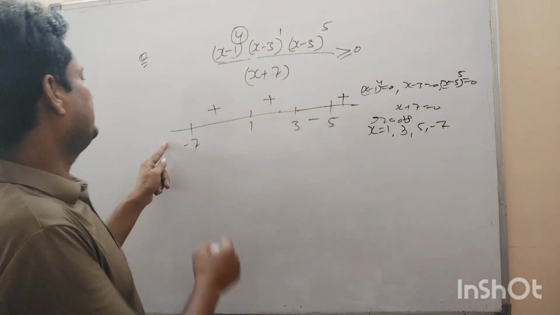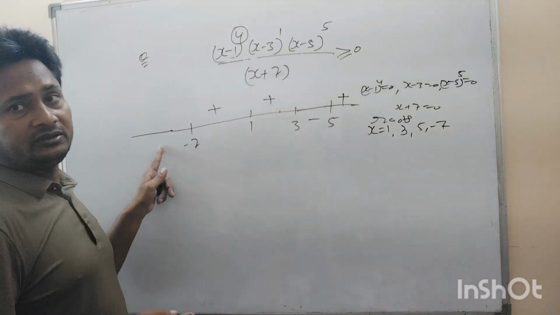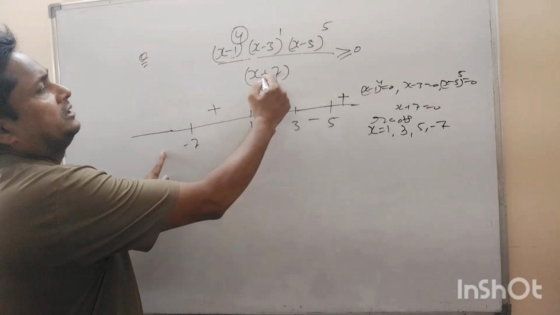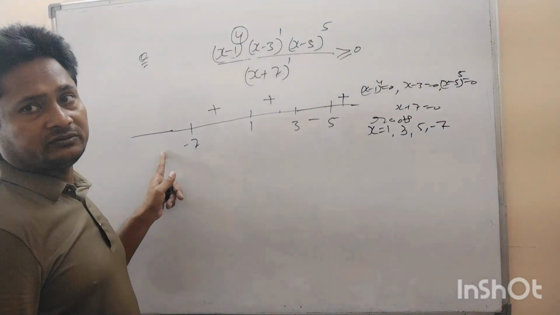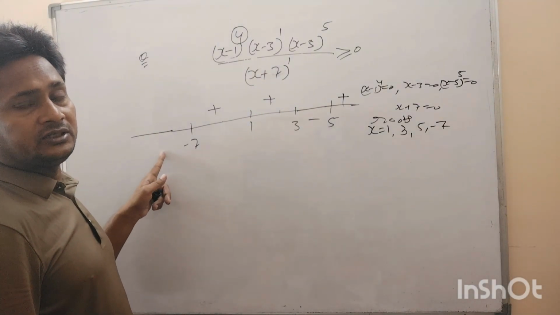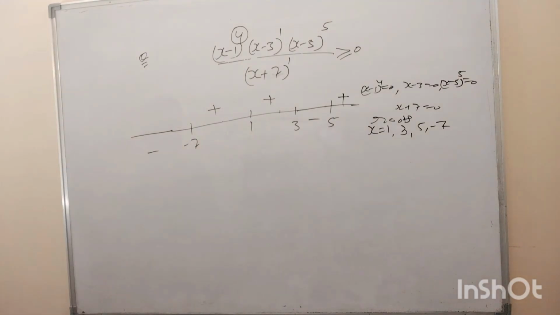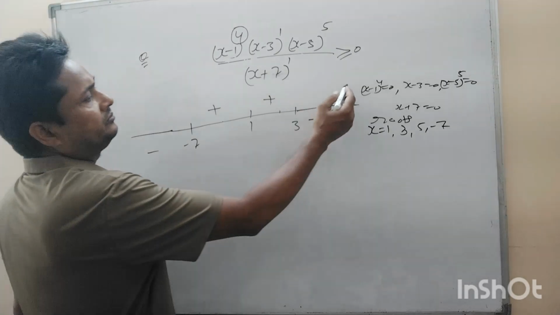Now in this interval, we have to make the sign according to this one. So this x plus 7 has power 1. So it is odd power, so the sign will change. So here it will be negative sign. So now make the wave.